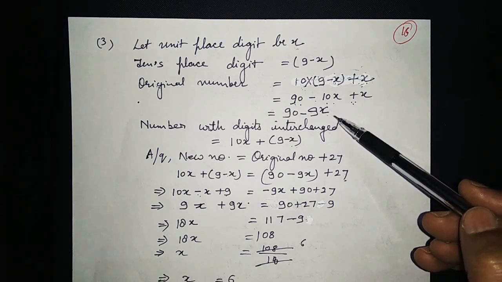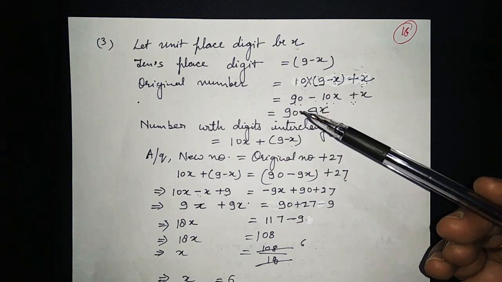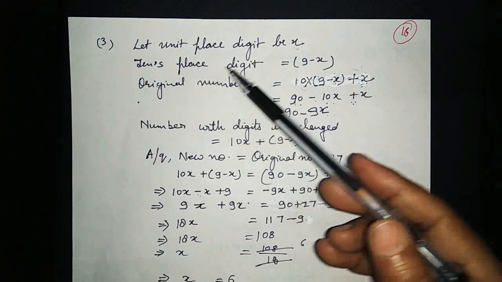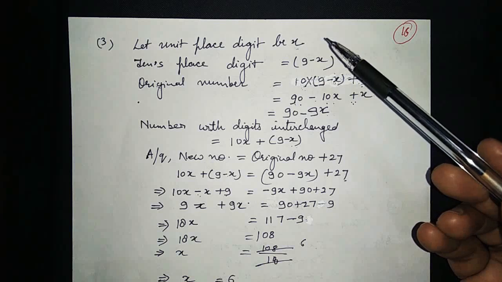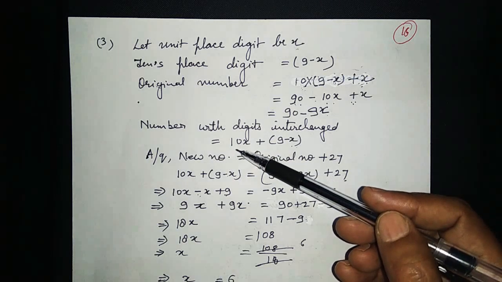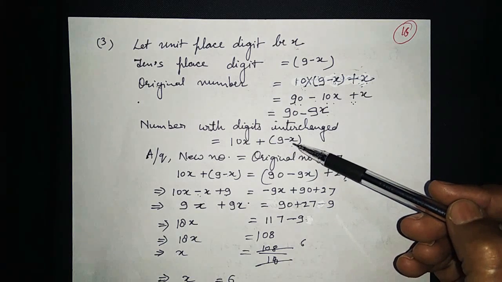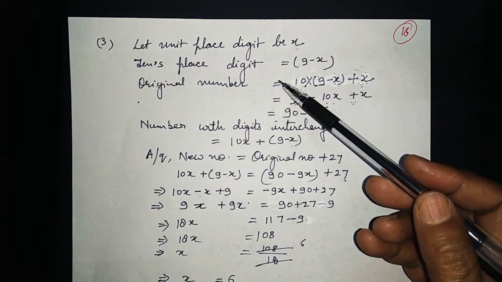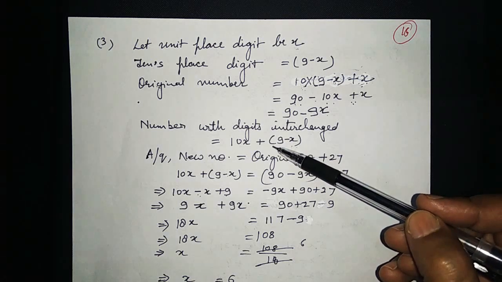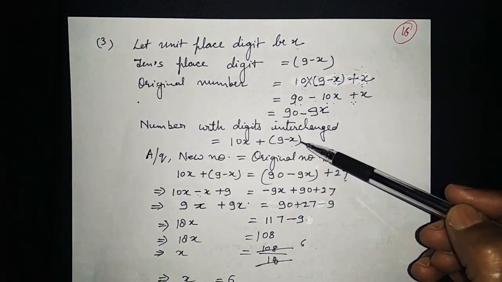And now for the new number we will interchange the digits, meaning for the new number the digit of the units place we will take at the tens place and the digit of the tens place we will take at the units place. So see what you have to do. You will multiply x with 10 because you have taken it at the tens place, and 9 minus x which was at the tens place, now you have taken it at the ones place. So you will multiply it with 1. So you will get only 9 minus x. Now the new number will be 10x plus 9 minus x.